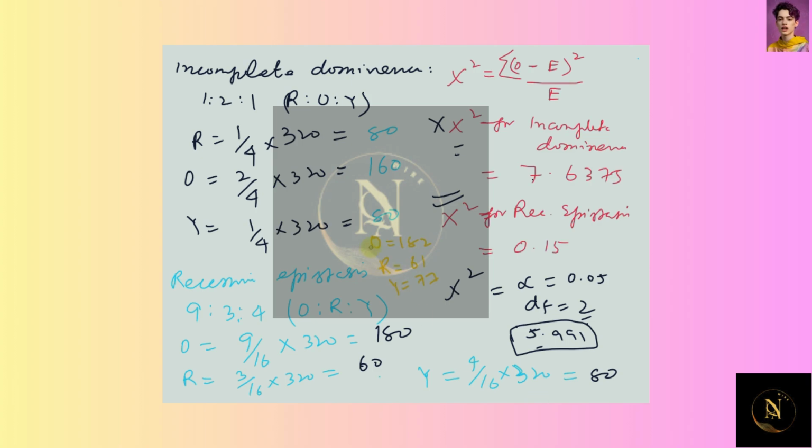Also, the observed numbers of different plants, which are orange 182, red 61, and yellow 77, almost correspond to the concept of recessive epistasis, in which we get orange 180, which is close to the observed one, red 60 close to the observed one, and yellow 80 close to the observed one. As in the case of incomplete dominance, these values deviate too much from the observed values. So from that point of view as well, we can reject incomplete dominance, and the data best fits recessive epistasis.